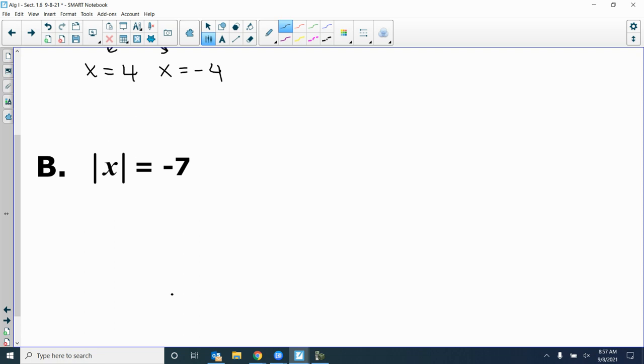First of all, what's the absolute value of 7 equal? Equals 7, right? Absolute value is always positive. Absolute value of negative 7 equals what? 7. Can you ever come up with the absolute value of something that equals a negative number? No. No solution. This will not work.